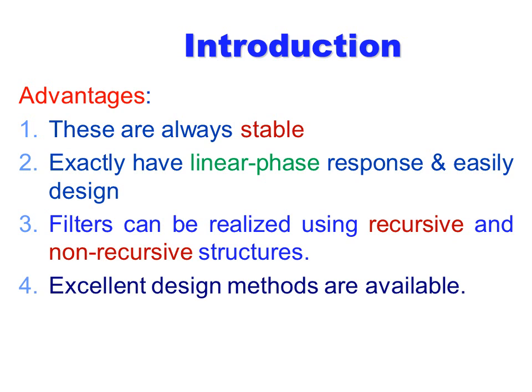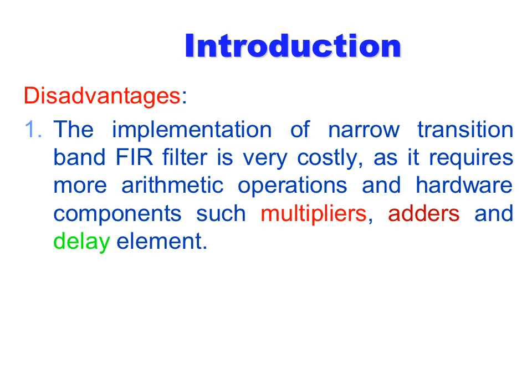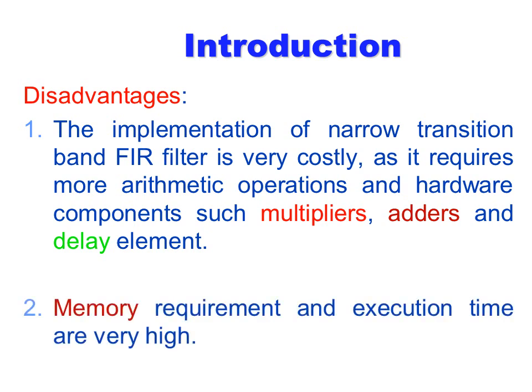The excellent design methods available for the design of FIR filters are called the windowing method, the frequency sampling method, as well as the Fourier series method. The disadvantages are that these filters are costly if you consider a narrow transition band FIR filter design, because it requires more arithmetic operations and hardware components such as multipliers, adders and delay elements. If we increase the order of the filter, its memory requirement and execution time are very high.